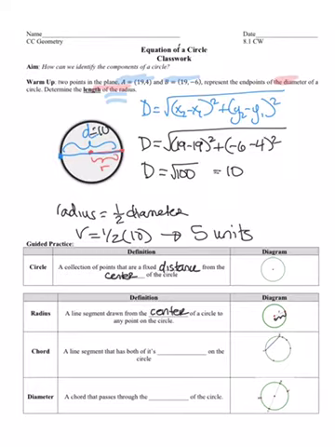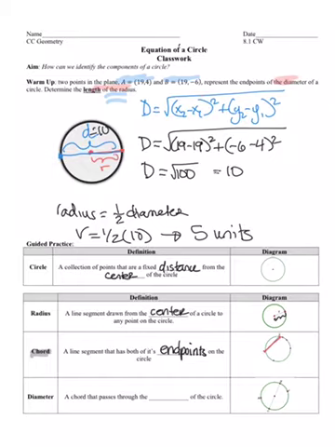Now this one's tricky. I don't think you've heard of this one before. This one's called a chord. A chord is a line segment that has both of its endpoints on the circle. Both endpoints are on the circle. So here we have A and E. The chord is the segment that connects those two together.